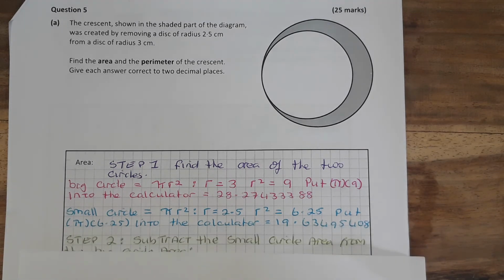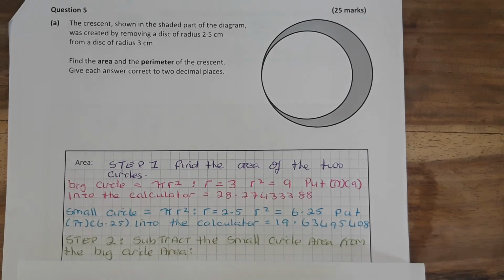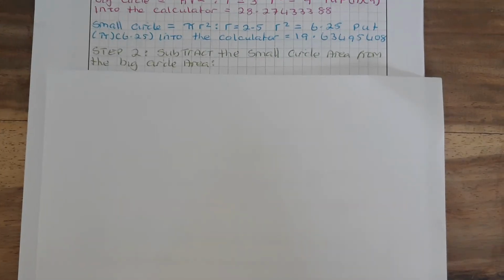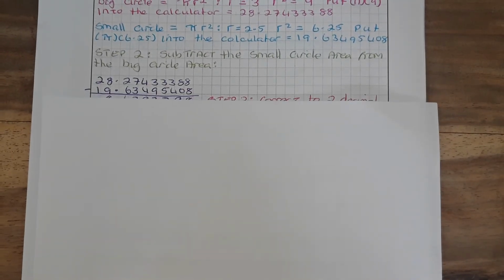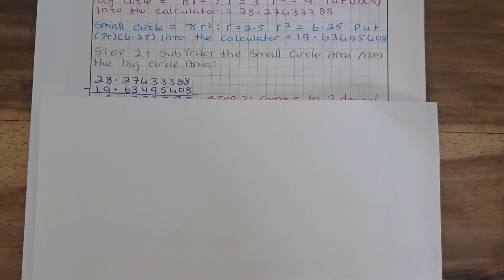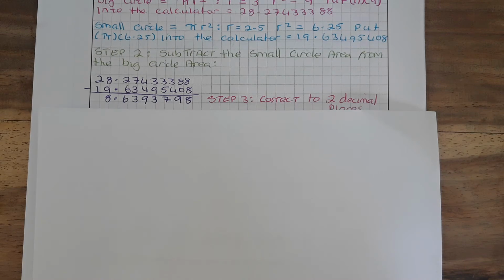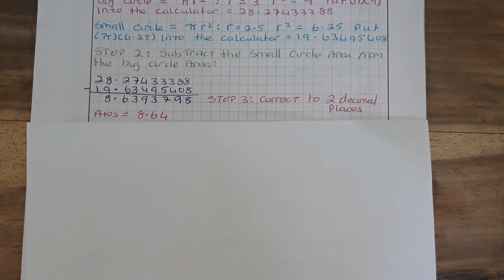19.63495408. Now you're going to subtract the small circle area from the big circle area. So your 28.2743338, write in the whole number, minus 19.63495408, subtract those, and you get 8.63937998. Now you correct to 2 decimal places, and so your answer is 8.64.